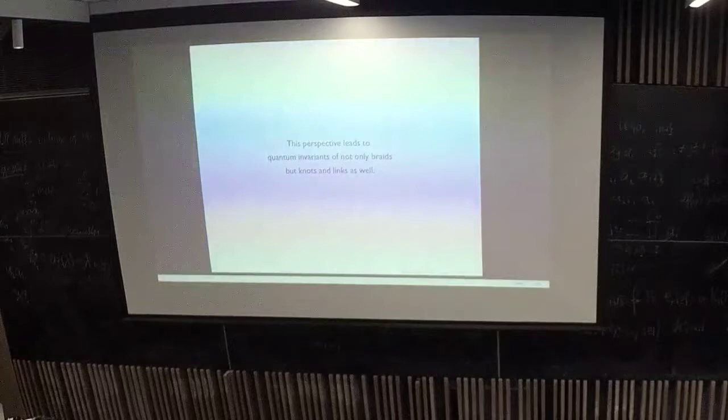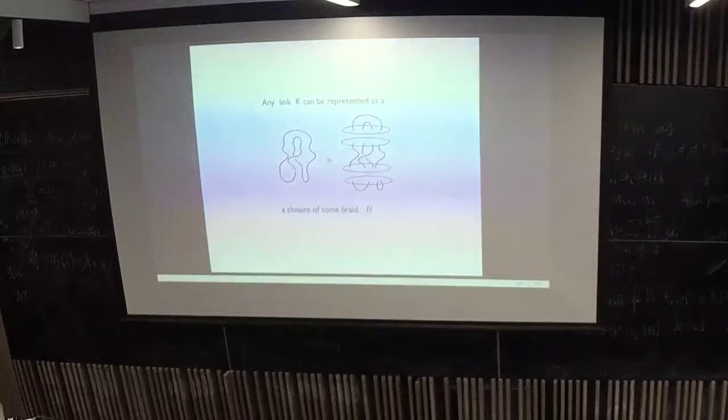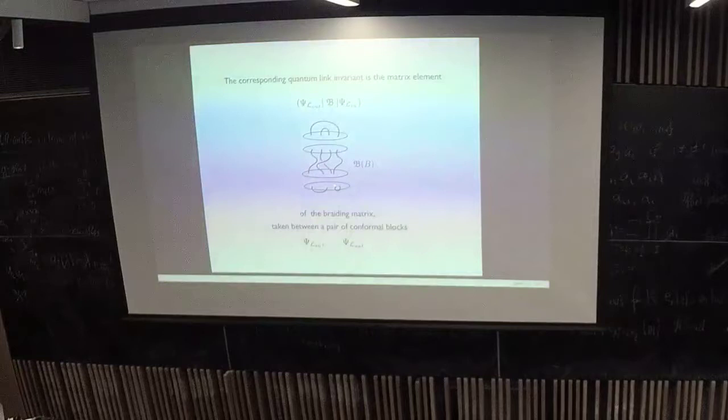Anyway, so this gives you not just braid invariants, but also link and knot invariants. Any link can be represented as the closure of some braid. And then the corresponding link invariant is simply a matrix element of the braid matrix between a pair of conformal blocks.